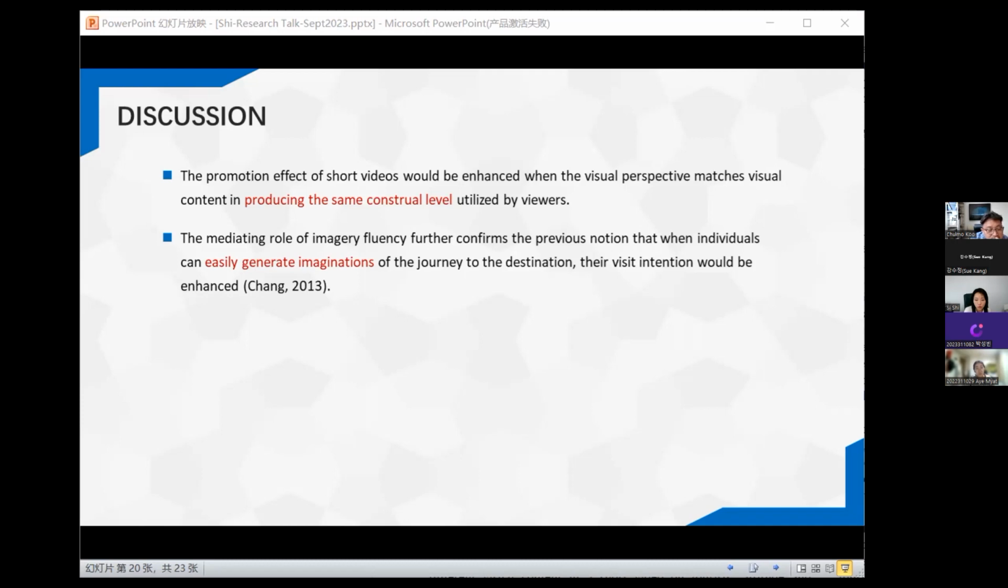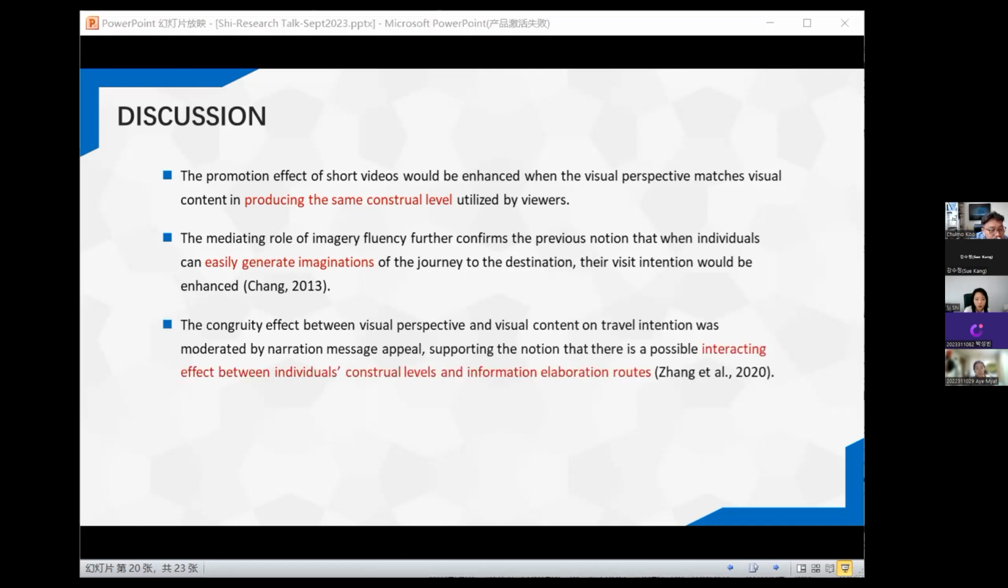So we also provided empirical evidence to support the notion that there is a possible interacting effect between individuals' control levels and information elaboration cues. As the construal level theory and elaboration likelihood model have been extensively adopted in previous research, our study serves as one of the first to integrate them to explain their joint effects on individuals' information processing.